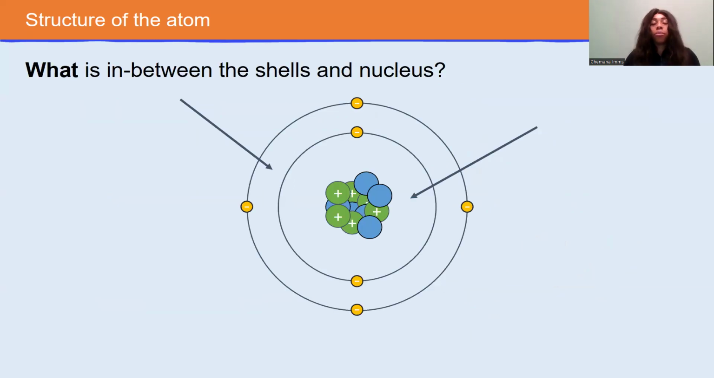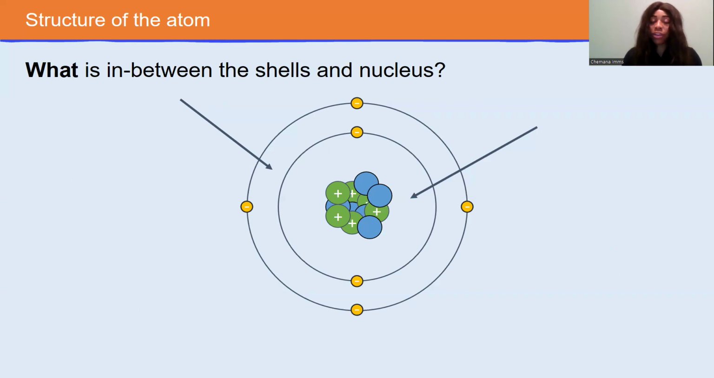Okay, so we now have what the structure of an atom looks like. We've got our three subatomic particles, which are our protons, neutrons, and electrons. We've got our shells, which the electrons sit on, and we've essentially got our nucleus in the middle, which is composed of protons and neutrons.